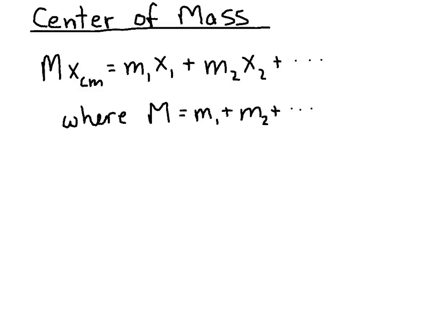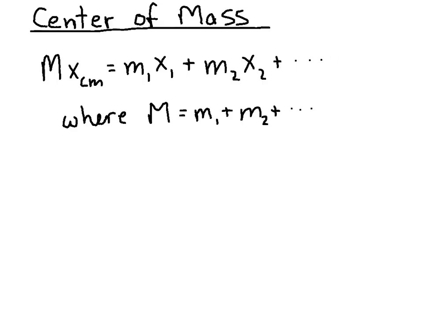When talking about center of mass of point particles, this is the equation that you will use to find the center of mass. The capital M here is the total mass of the system, of all objects, mass 1, mass 2, etc. X center of mass is the location of the center of mass. M1 is mass 1, x1 is the location of mass 1. M2 is the mass of object 2, x2 is the location of object 2, and etc., however many masses that you have.